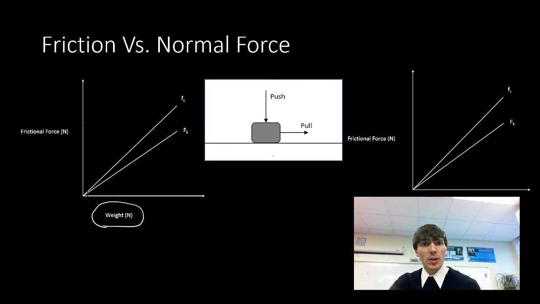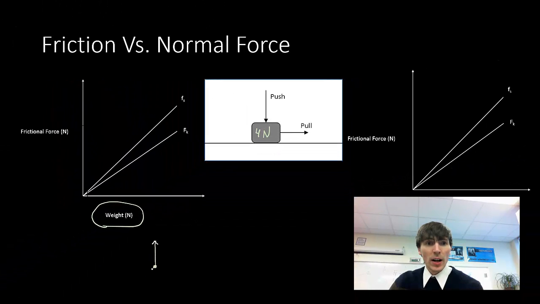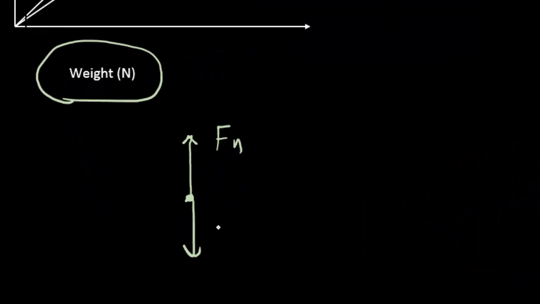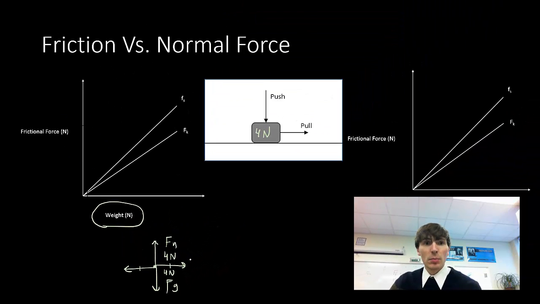To take it a step further, imagine that we had a 4 Newton block. Normally the force of gravity is balanced out with the normal force. Let's say these are both 4 newtons. And then we have our pull, and that's going to be balanced with our force of friction. If I were to push down on the table and pull this again, I'd notice that the frictional force, or the amount that I had to pull, would actually go up.